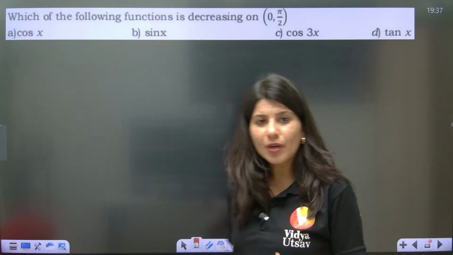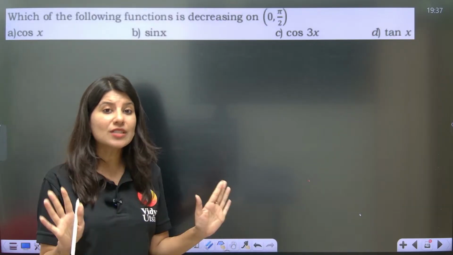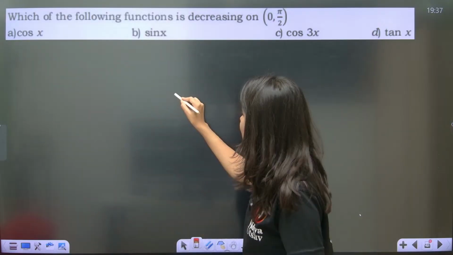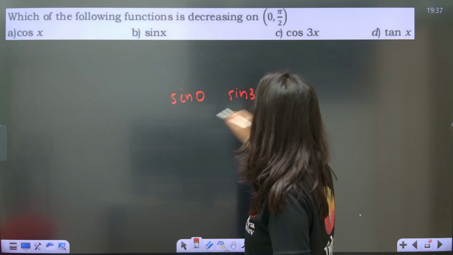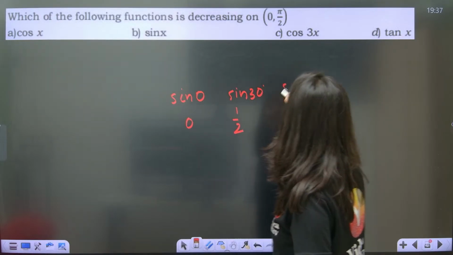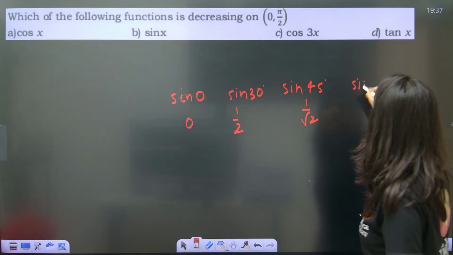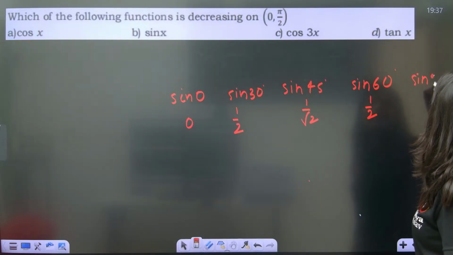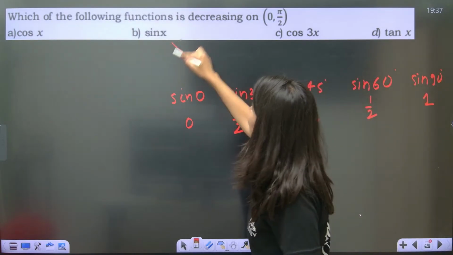In the first quadrant, if you know even 10th class trigonometric table, you know that sine value becomes increasing. Sin 0 is 0. Sin 30 is half. Then sin 45 is 1 by root 2. Can you see the nature gradually? Sin 60 is root 3 by 2. Sin 90 degree is 1. So can you see the values are increasing? So definitely sine is wrong.